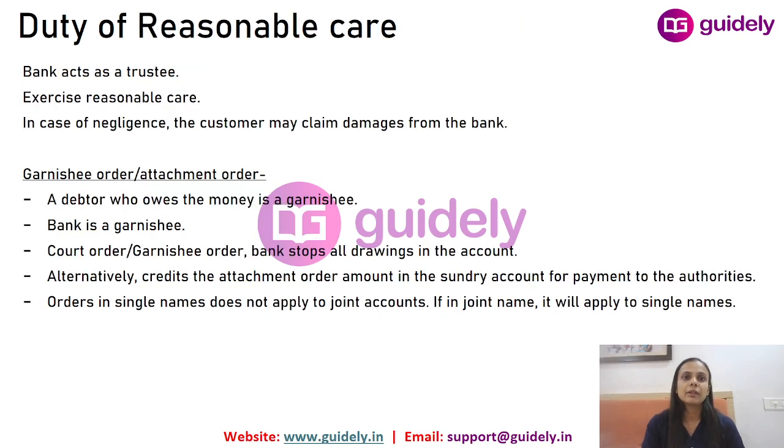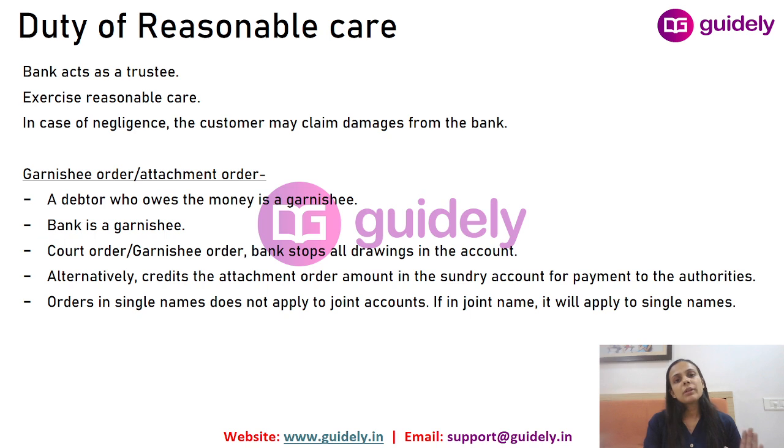Next, duty of reasonable care. Banks act as a trustee, so they have to exercise reasonable care. In case of negligence, the customer can claim damages from the bank. It becomes the bank's responsibility to take care of all the belongings, all the information, or the records of the customers. Next, we will study the garnishee order or attachment order.